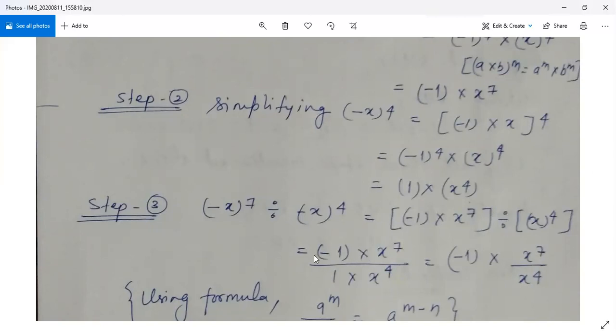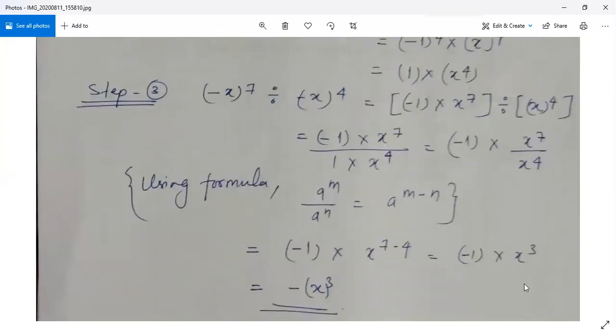We can write it in p by q form also, the rational form. So we will write minus 1 into x to the power 7 upon 1 into x to the power 4 in rational form. Minus 1 can be written like this, minus 1, multiplied by x to the power 7 upon x to the power 4. This will be separated like this now.